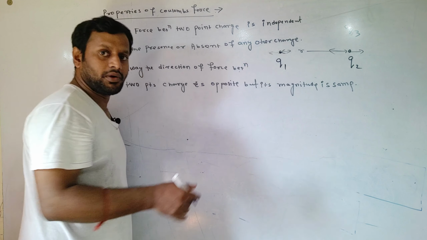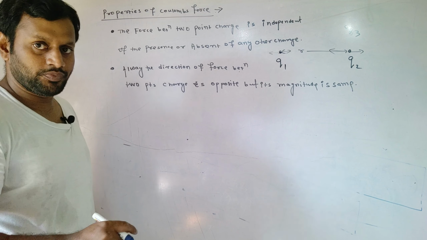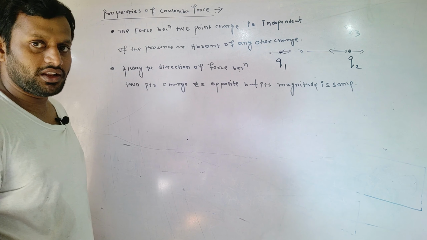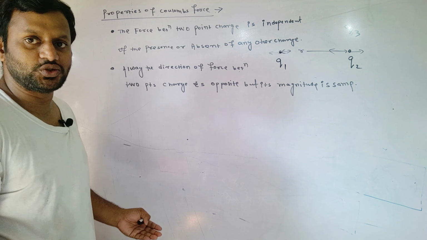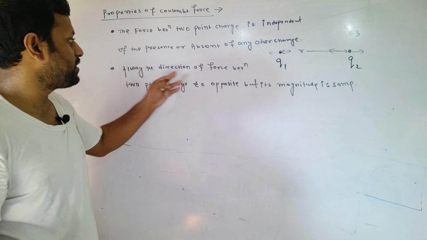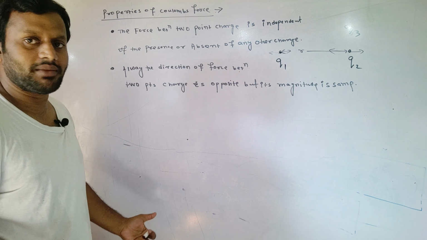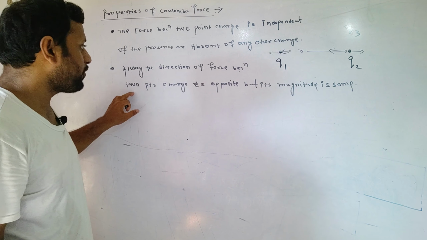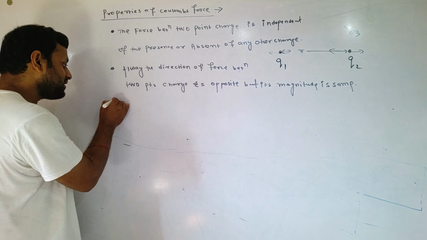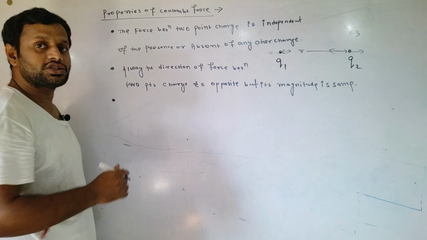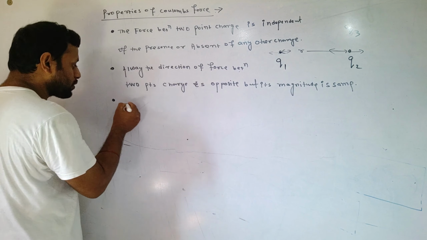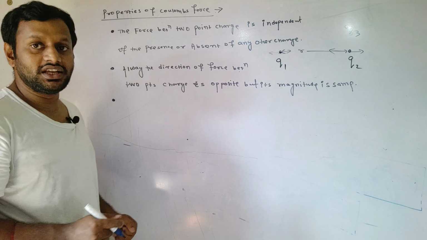Now we prove that F12 is equal to minus F21. That means both have the same magnitude but opposite directions. So the direction of force between two point charges is always opposite, but its magnitude is the same. This point concludes that Coulomb's law, that is electrostatic force, always obeys Newton's third law.